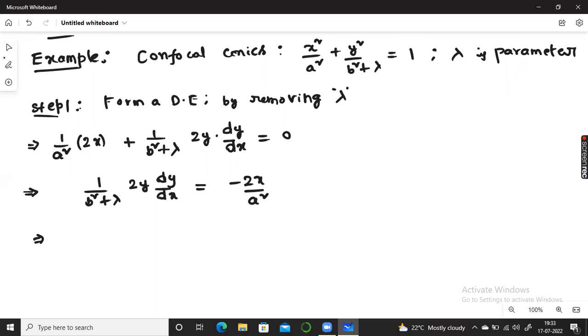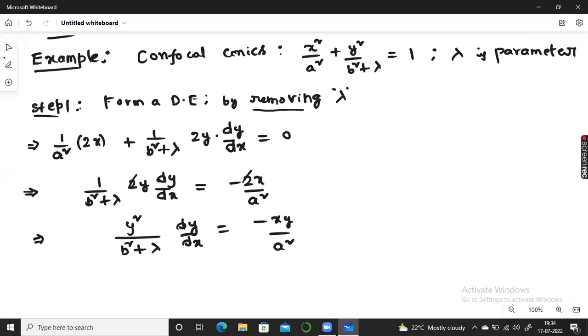But here you have to check one thing: b square plus lambda you have to remove, right? So what I am doing here is multiplying both sides with y. 2 will be cancelled anyhow. So if you multiply with y both sides, y square over b square plus lambda into dy over dx is equal to minus xy over a square. Why I have multiplied with y is because I have to remove this lambda. That is my main task that I am doing in step 1.